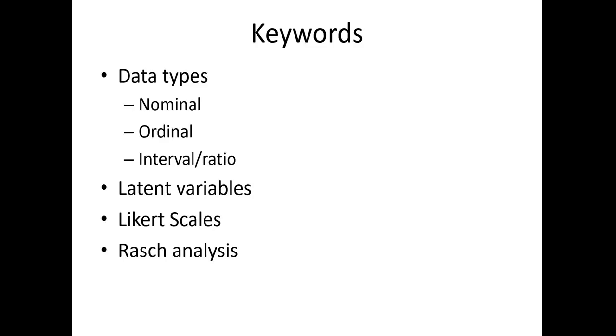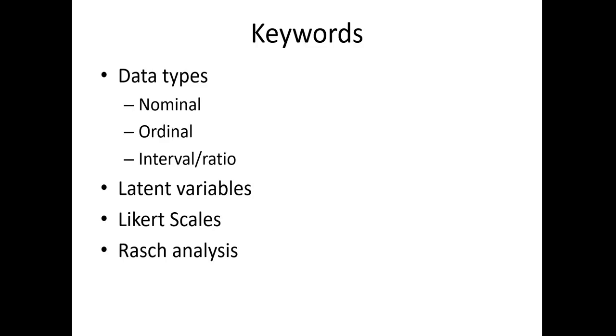And then there are ordinal variables on a scale from 1 to 5, 1 to 7, 1 to 3. There's an order there, but it's not an interval. So the difference between 1 and 2 and 4 and 5 is not necessarily the same. But the order, 2 is greater than 1 and 5 is greater than 4, that is the case with ordinal data.